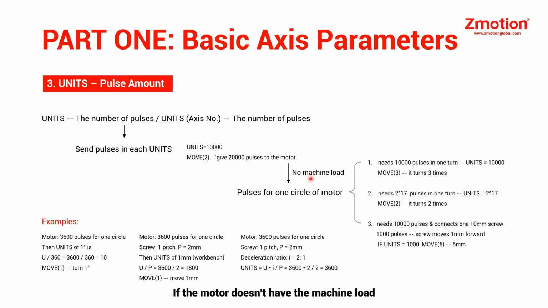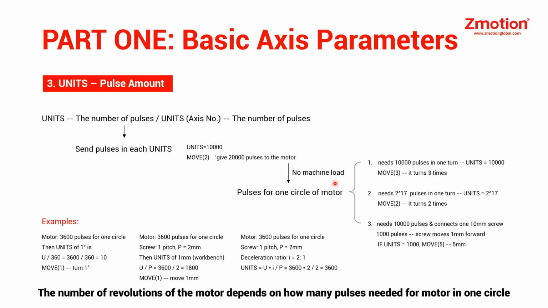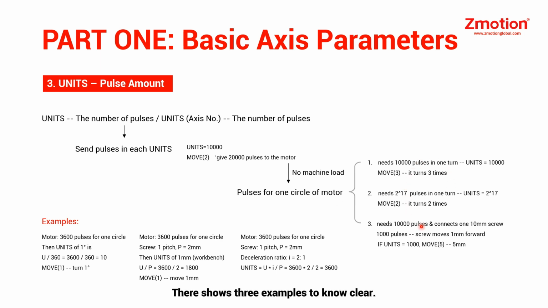If the motor doesn't have a machine loaded, the number of revolutions of the motor depends on how many pulses the motor needs in one circle. Here are 3 examples to make it clear. If the motor needs 10,000 pulses for 1 revolution, move 3 makes the motor turn 3 times. Then, set units as 10,000.